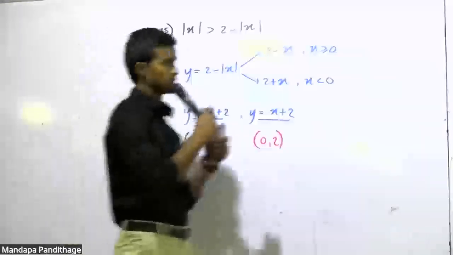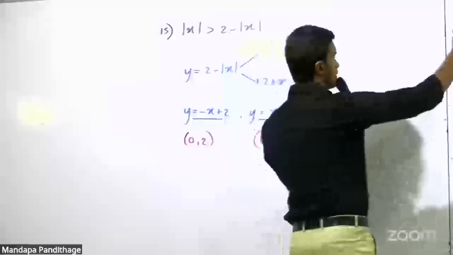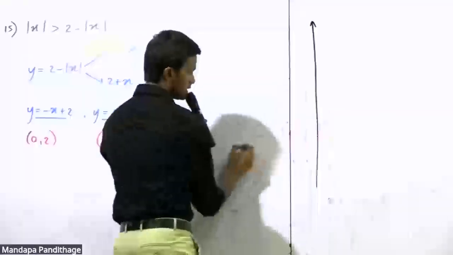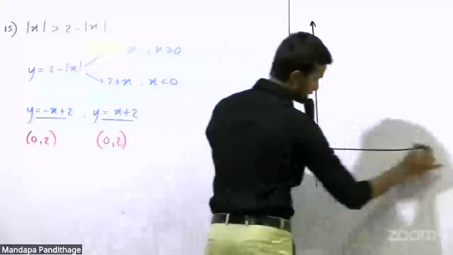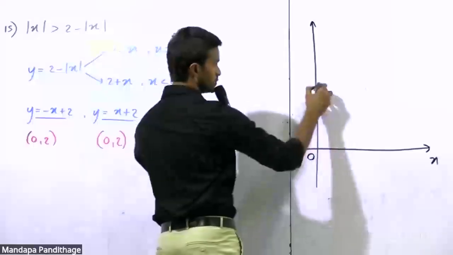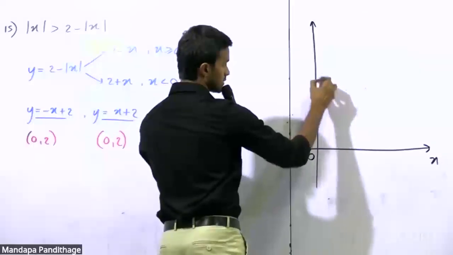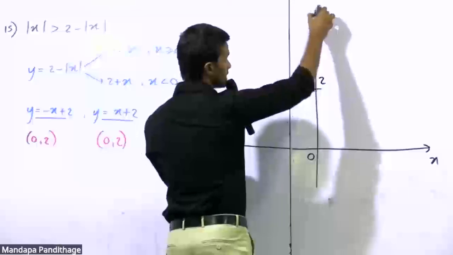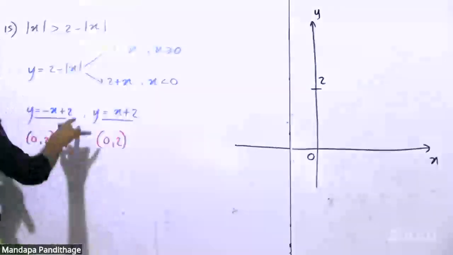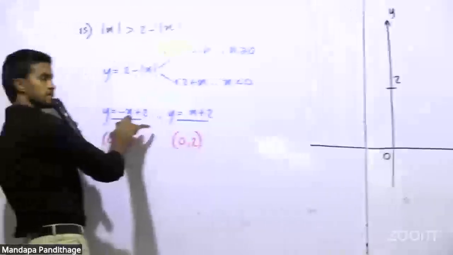We can now sketch the graph, y equals 2 minus modulus x. It's clear that it goes through 0 and 2, so this point. That's why I told you it's easier if you know what shape you are supposed to get. So here you get this, minus x plus 2.